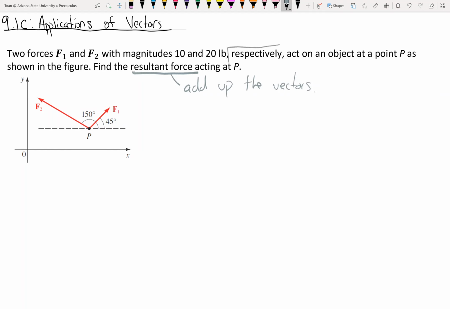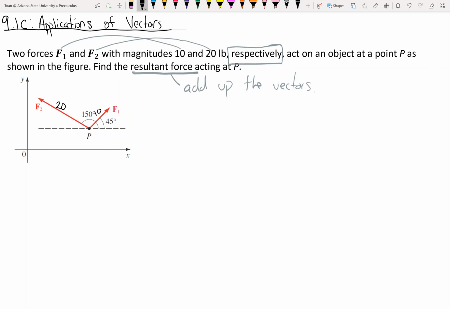If you don't know what the term respectively means, that means that any numbers that they give you, they go in the set order. So notice how they said F1 first and F2 second. So that means these numbers go in order. So the 10 goes with the F1, and the 20 goes with the F2. So they gave us the magnitude, so we don't have to guess there. So F2 is 20, F1 is 10.